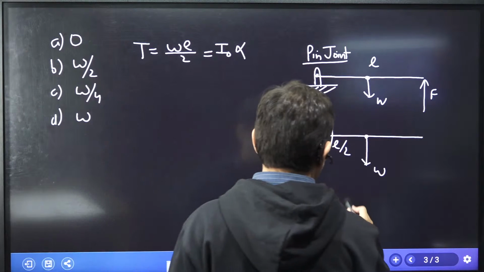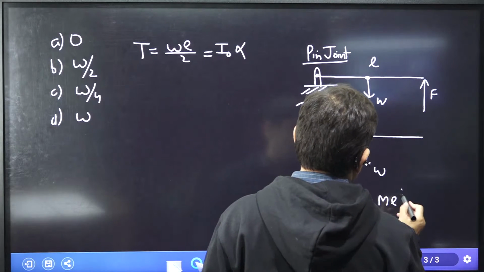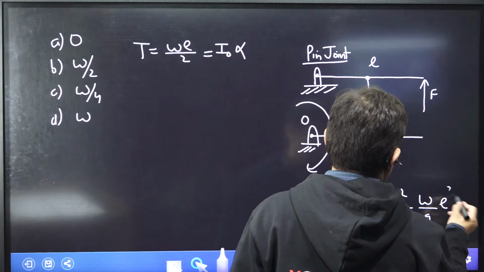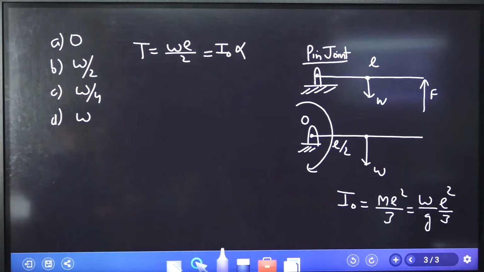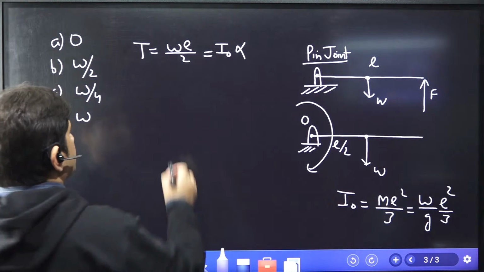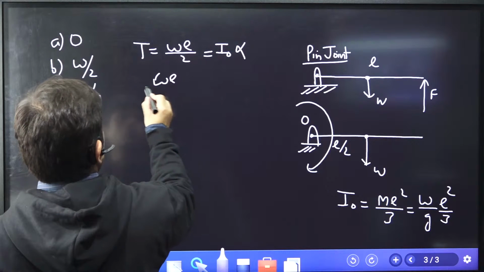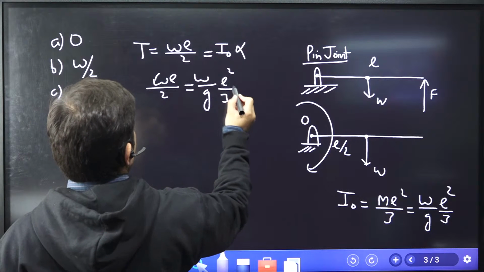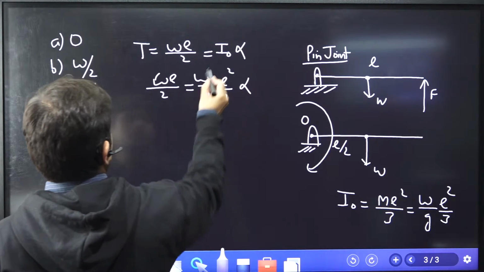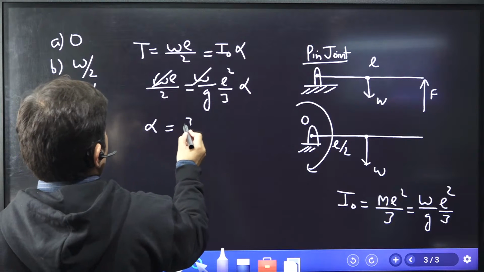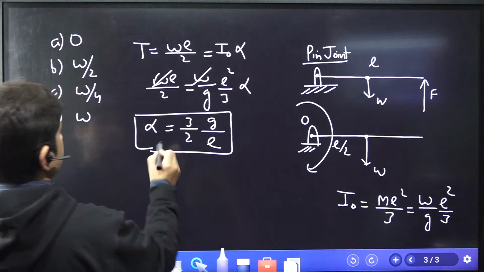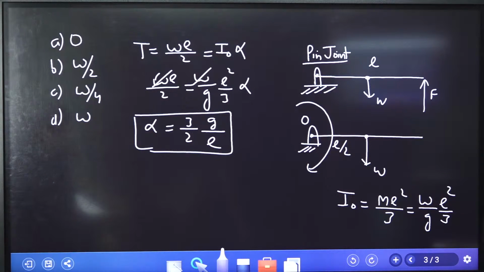How do you calculate moment of inertia of a rod about its end point? Sir, that is ml square by 3. But what is m here? M is W by g, so I naught is W by g L square by 3. Can I find alpha through this? Yes. WL by 2 is equal to W by g L square by 3 into alpha. W gets cancelled out. So alpha is 3 by 2 g over L. That is the angular acceleration of this particular rod the moment I leave it.